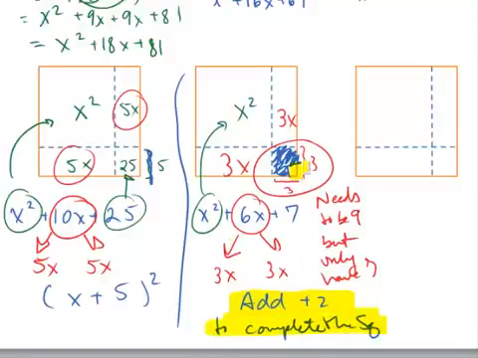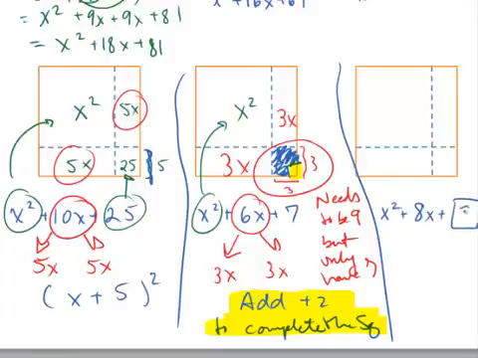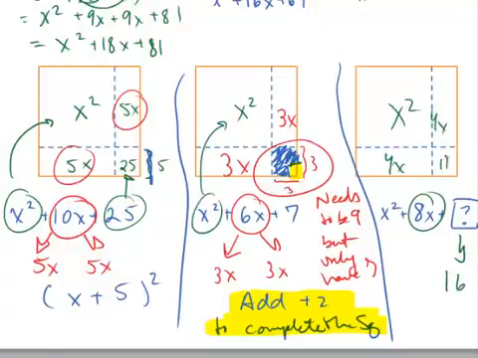Completing the square means filling in any missing gaps. Another way to look at it is if I give you x squared plus, let's say, 8x plus what? What must go in to complete the square? So we know that this is x squared. We know that the 8x splits into 4x and 4x. So we'll say the missing piece must be 16. That's what would complete the square.